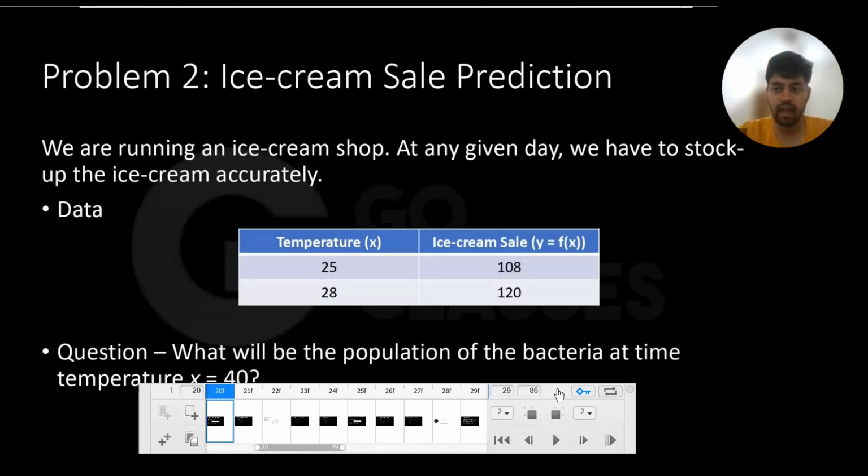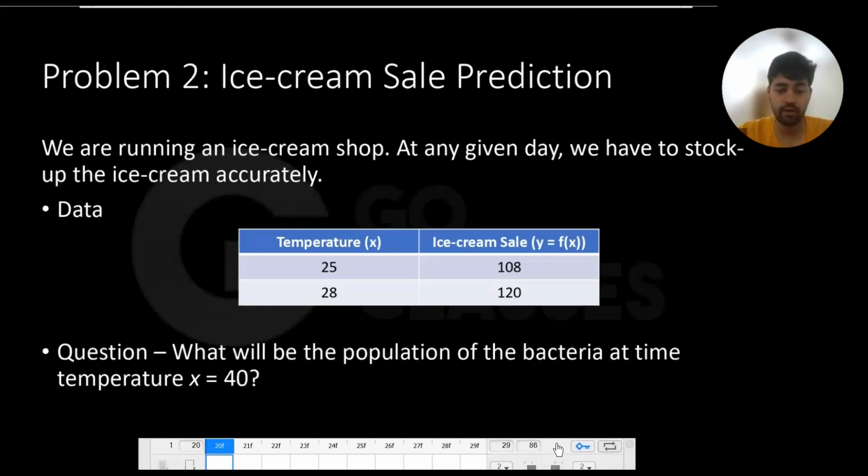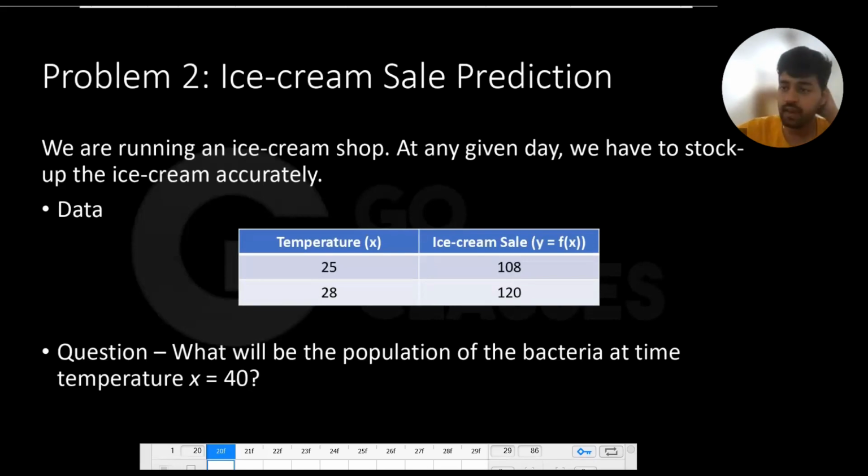So the next problem that we have is, again, now we are going to linear regression, right? The next problem is to predict the sale of ice cream given the temperature of the day, right? So we have this data. This is something that we observed from maybe a store. Somebody has given this data to us. I'm using these notations now. The temperature is given by x, and the ice cream sale at this temperature is given by y. And there is a function f which relates x to y, right?